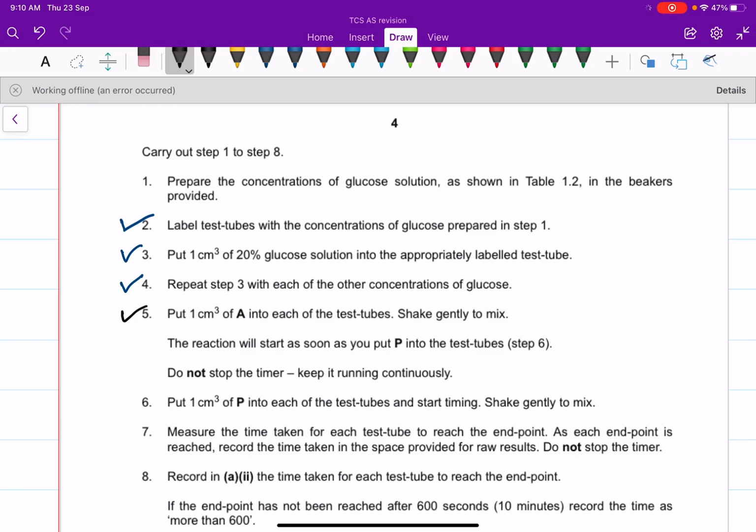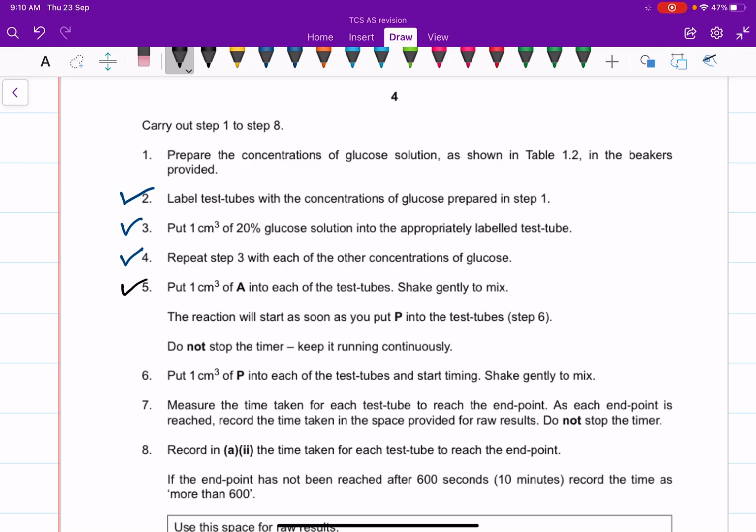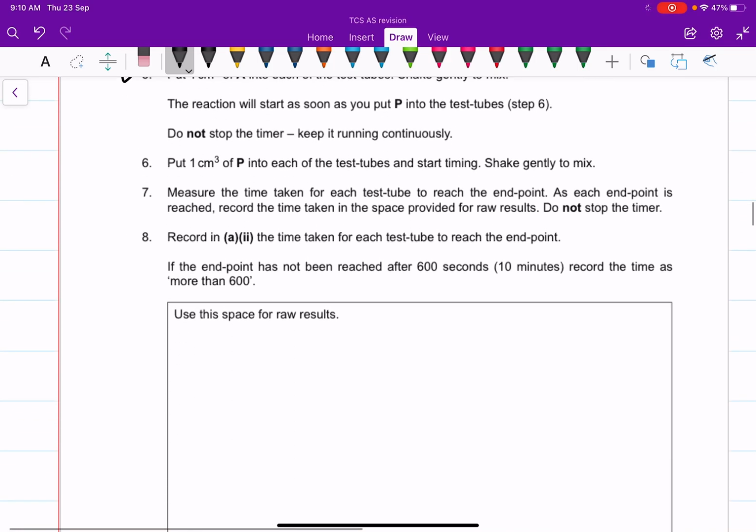There are two ways we can put this 1 cm cube of P: one by one, and we can record time for each, or we can record time for all of them at the same time. And for that, we have to measure the time taken for each test tube to reach the endpoint. As each endpoint is reached, record the time taken in the space provided for raw results. Do not stop the timer. Record in A2 the time taken for each test tube to reach the endpoint. If the endpoint has not been reached after 600 seconds or 10 minutes, record the time as more than 600.